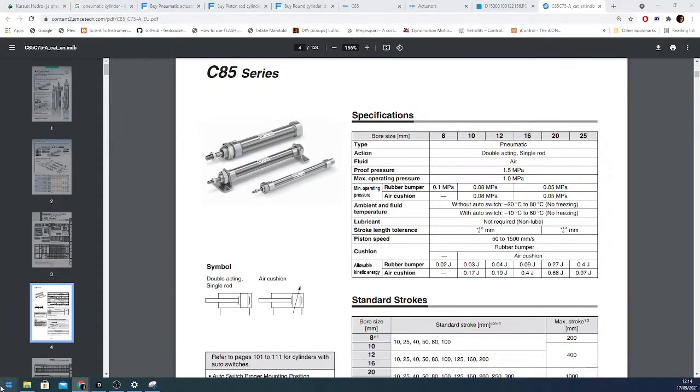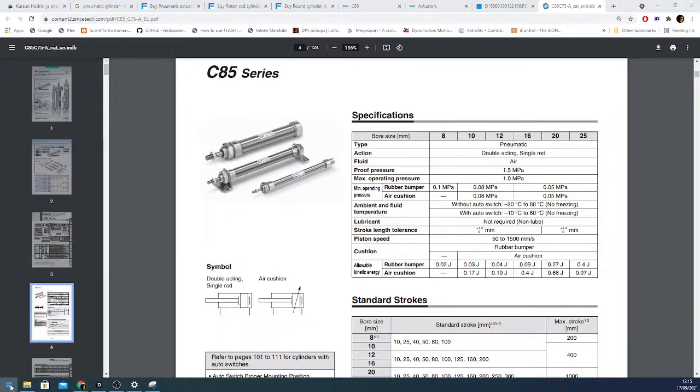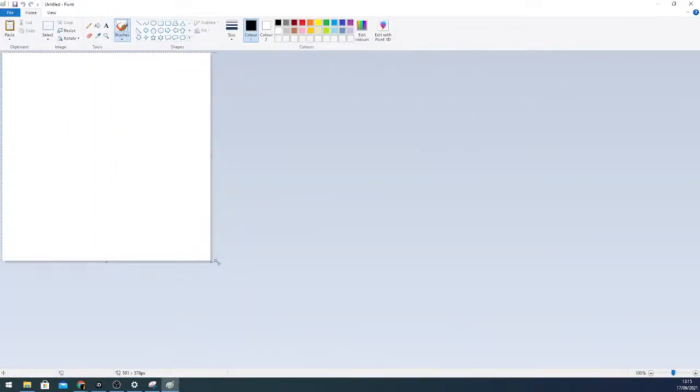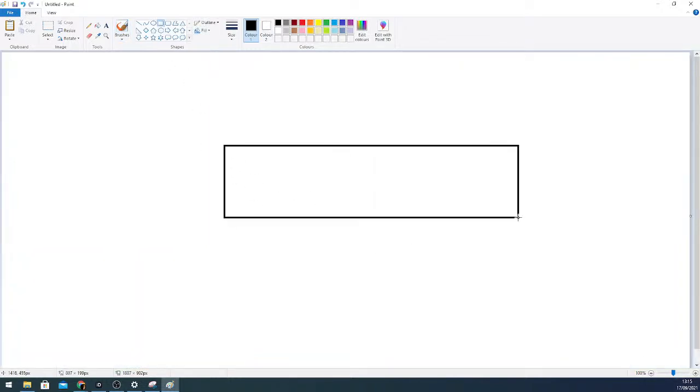Okay, but how do cylinders actually work? Paint. Yeah, paint. How do cylinders actually work? So let's say this is our cylinder. The construction of the cylinder.